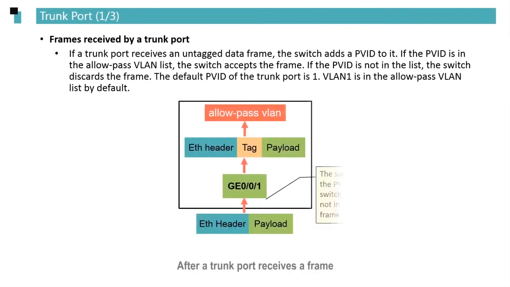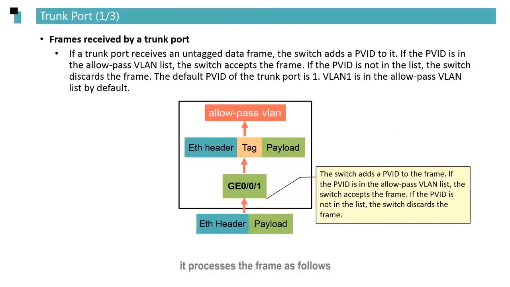After a trunk port receives a frame, it processes the frame as follows. If a trunk port receives an untagged data frame, the switch adds a PVID to the frame. If the PVID is in the Allow Pass VLAN list, the switch accepts the frame. Otherwise, the switch discards the frame. The default PVID of the trunk port is 1. VLAN 1 is in the Allow Pass VLAN list by default.